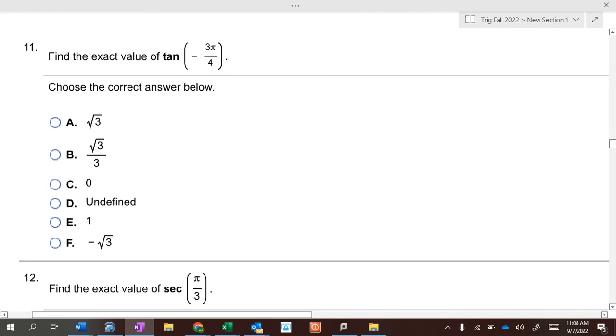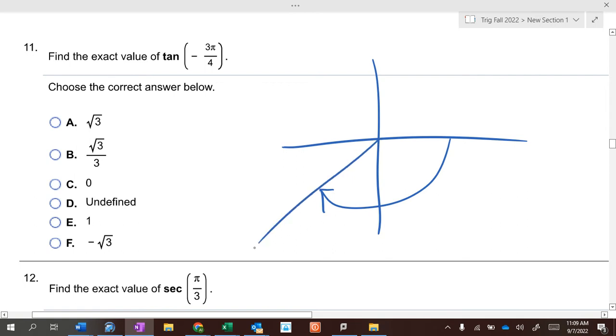Tangent of negative 3 pi over 4. Where's negative 3 pi over 4? What quadrant? Third quadrant. It's right here. Same as 225 degrees, right? Okay. So the tangent is y over x. So we have negative square root of 2 over 2 over negative square root of 2 over 2. When they're the exact same thing, it is 1.